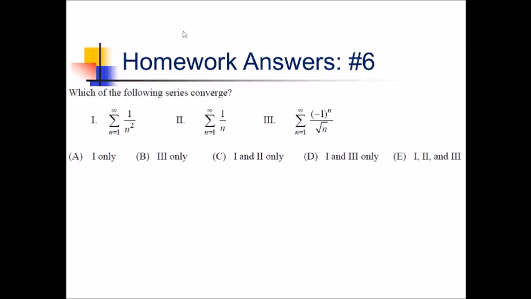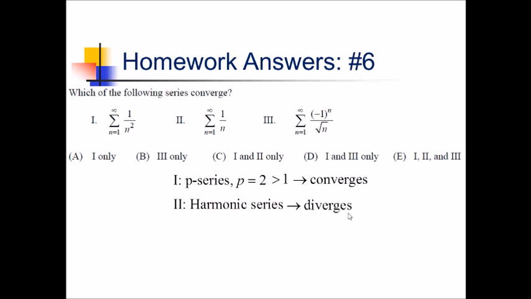For number 12, we want to know which of these series converges. So let's look at these one at a time. This first one is a p-series with a p-value of 2. Since that's greater than 1, this converges by the p-series test. Option 2 is the harmonic series, which we already know diverges without doing any further work.